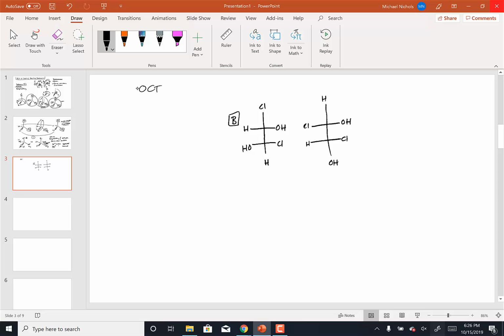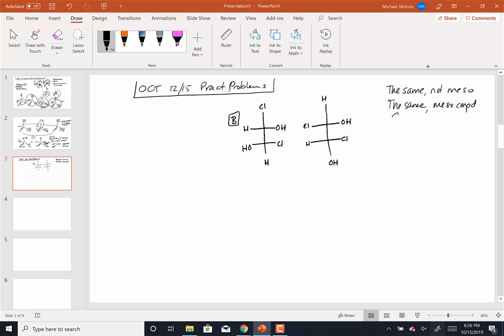Okay, this is problem B from the October 12th, 15th practice problems. In this question, we are to determine with these two molecules, are they the same compound but not meso? Are they the same meso compound? Are they enantiomers or are they diastereomers?